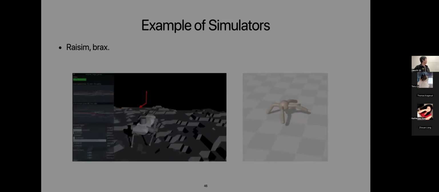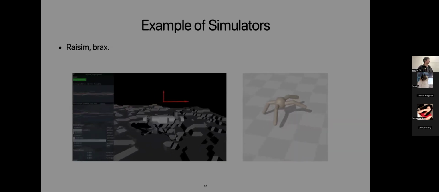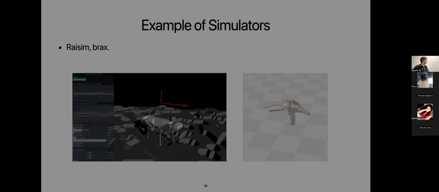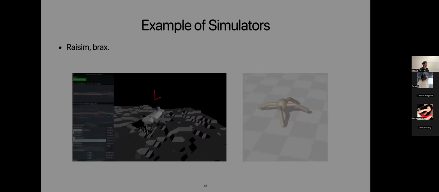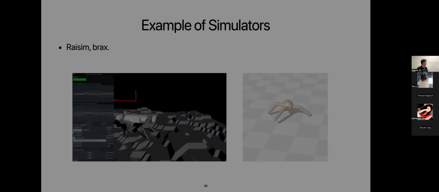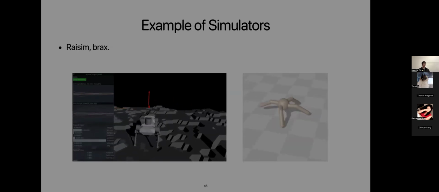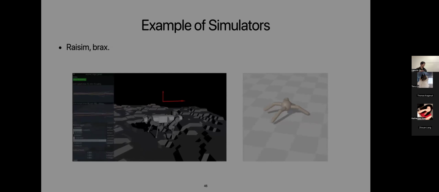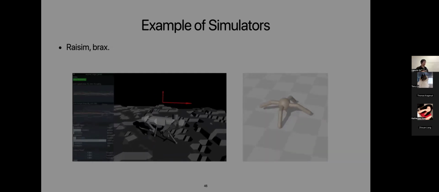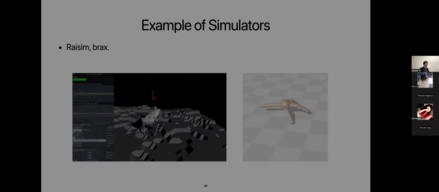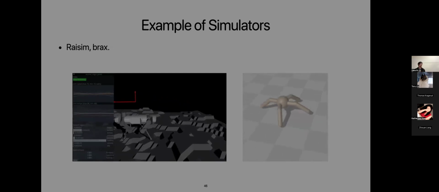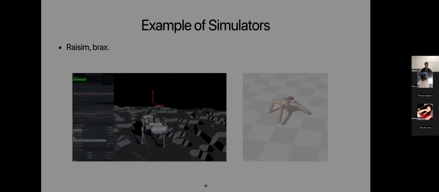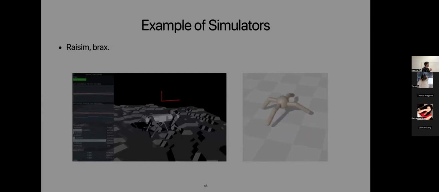Brax is another library, built in JAX, and the purpose of this library is to study exactly what happens when you have parallel simulated environments. Does that improve the performance of your policy gradient methods, and how much can it improve?